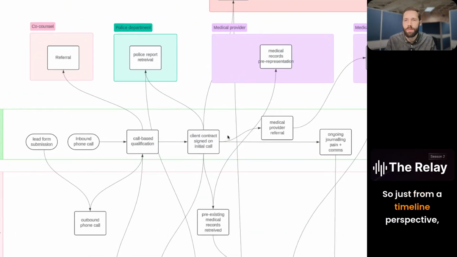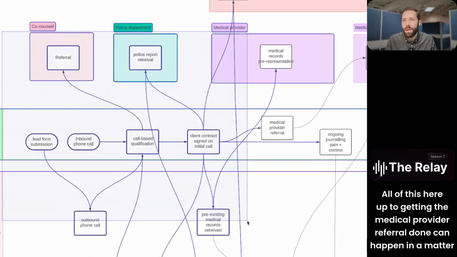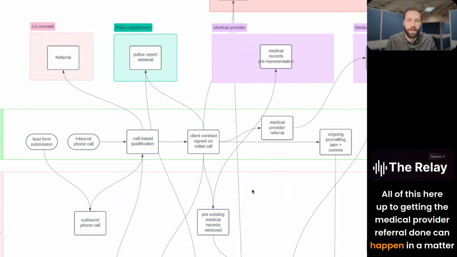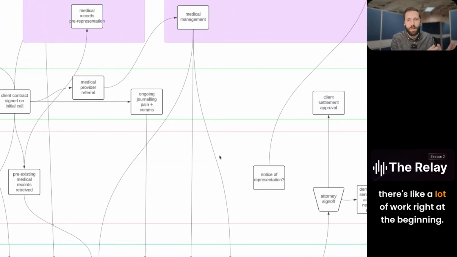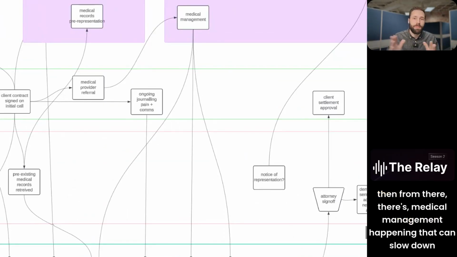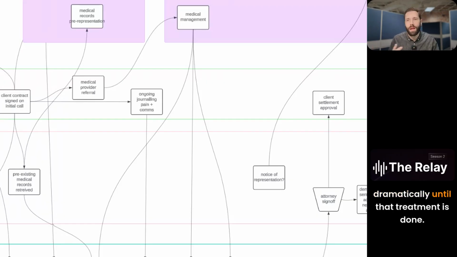So just from a timeline perspective, all of this here up to getting the medical provider referral done can happen in a matter of hours or just a couple of days. But there's a lot of work right at the beginning. Then from there, there's medical management happening, and that can slow down dramatically until that treatment is done.